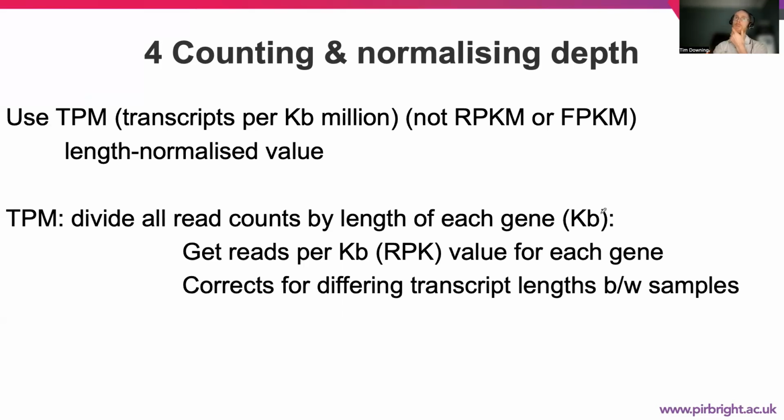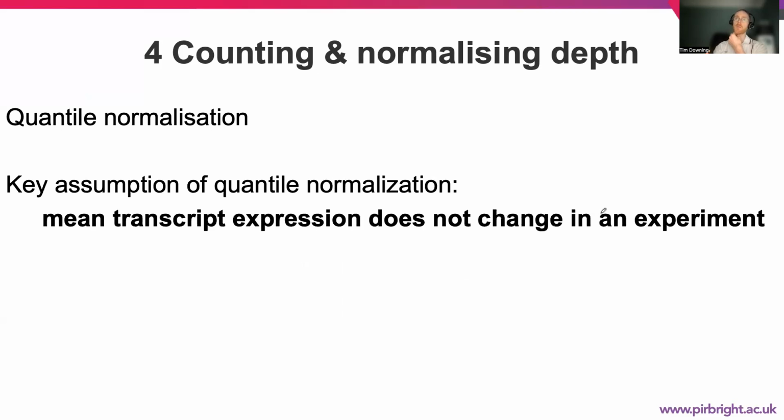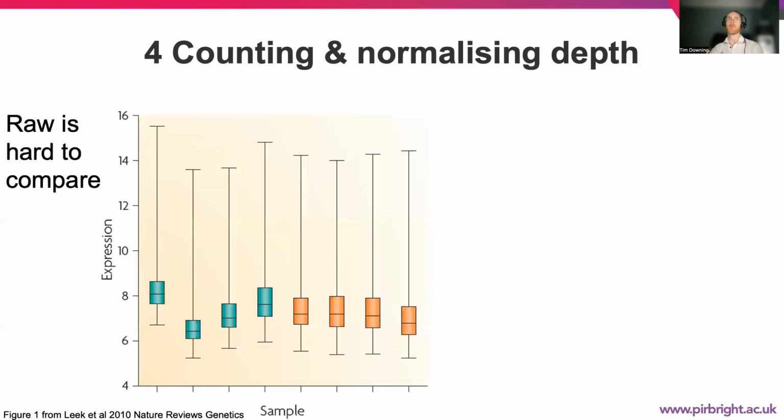In terms of normalization, what you'll see most commonly for gene expression analysis is quantile normalization, but other methods do exist. A key assumption of this is that the mean transcript expression does not change in an experiment. There might be different inputs in terms of cDNA and so on at the start, but the average should be comparable across different experiments. So there are different correction approaches to make samples a little more comparable. If you look at this graphically, in terms of our picture here, we see this picture of different samples.